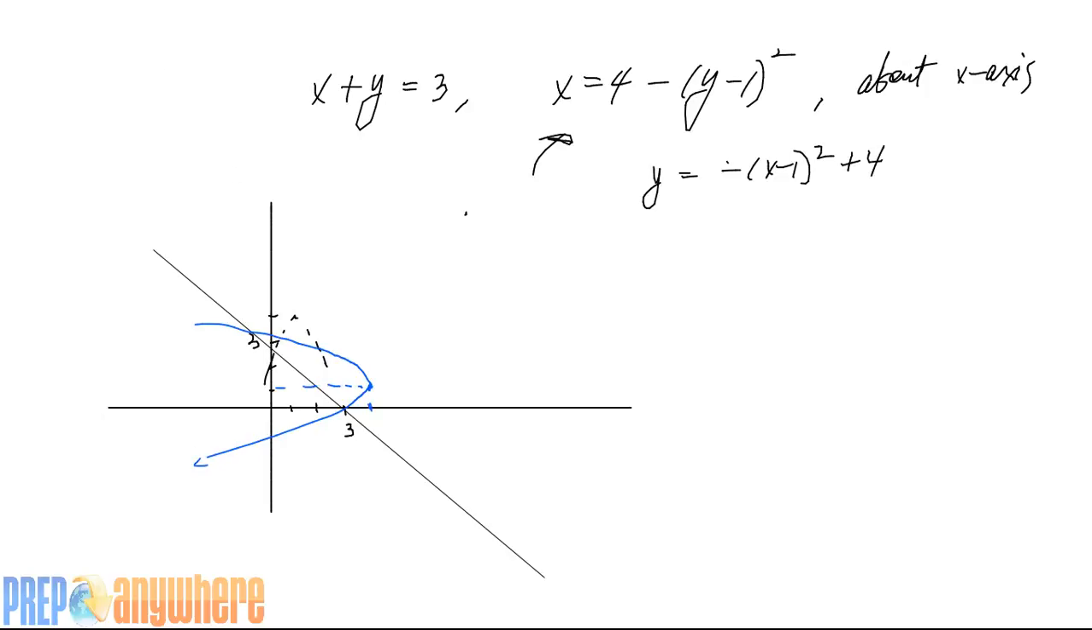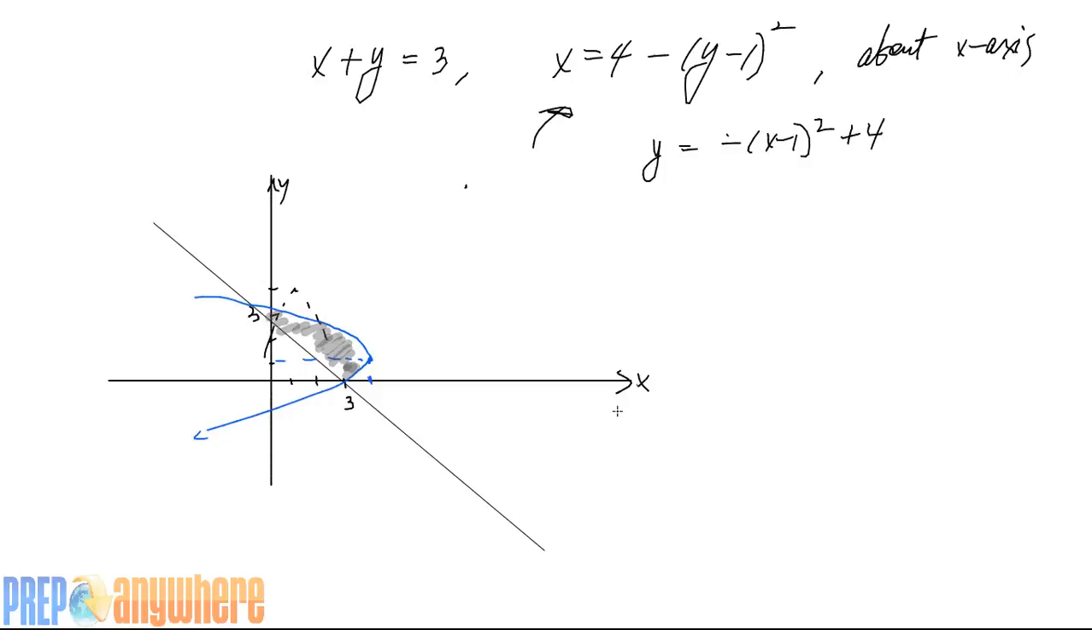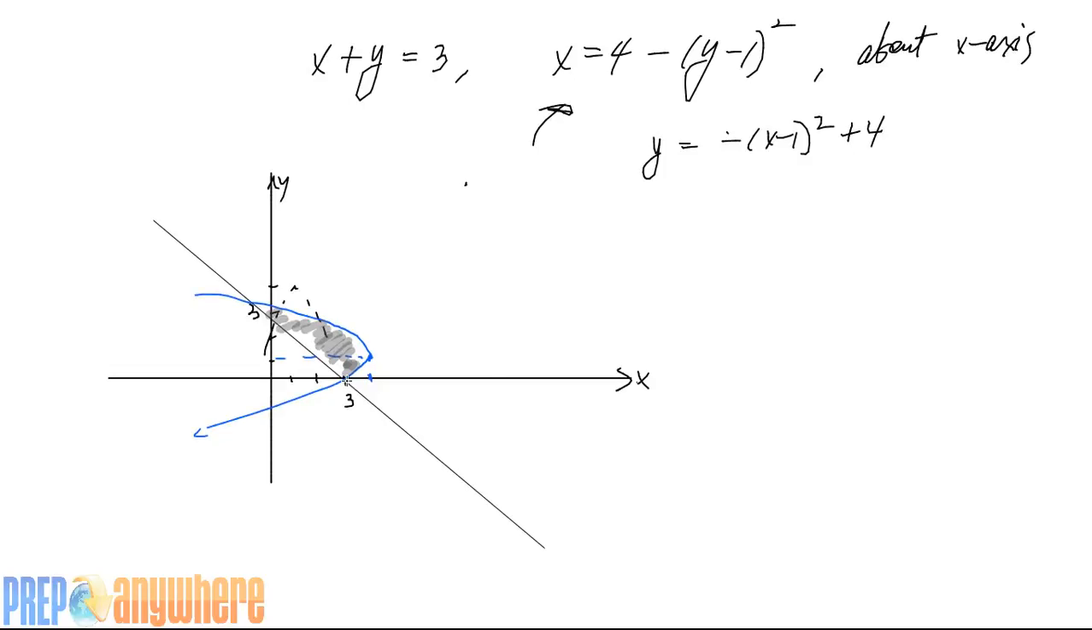So we're talking about this area here, that area right there being rotated about the x-axis. So let's say something like that. There'll be a rotation down here. So we can do this by the cylindrical method.